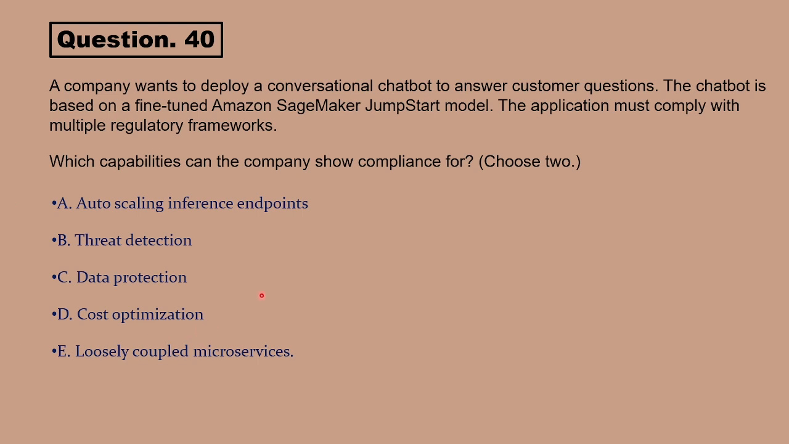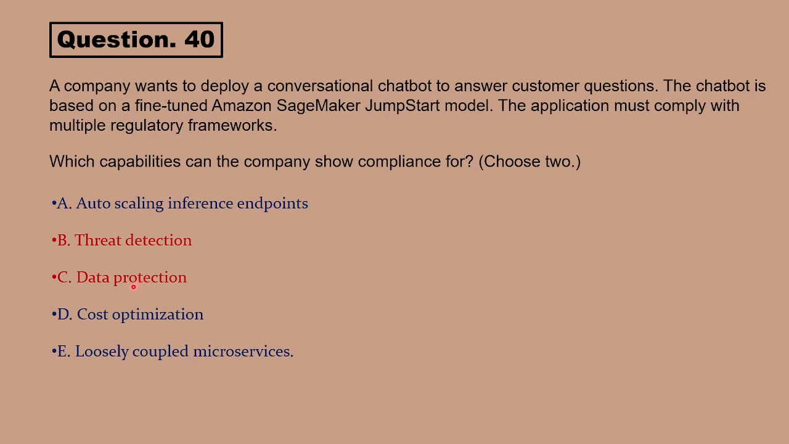Okay, now let me reveal the correct answer. Here, option B and option C will be the correct answer. Threat detection and data protection. This is because for threat detection, AWS provides a comprehensive security suite, including services like Amazon GuardDuty and AWS Security Hub. These services can help detect and respond to potential threats such as unauthorized access, data breaches, and malicious activity. And by utilizing these services, the company can demonstrate its commitment to security and compliance.